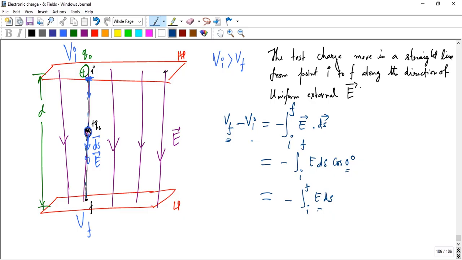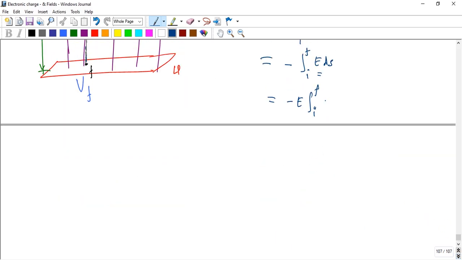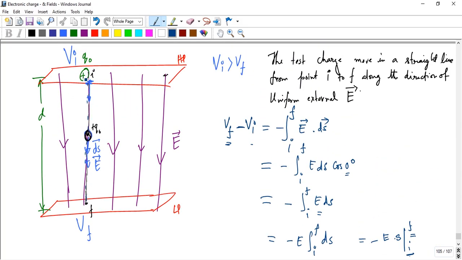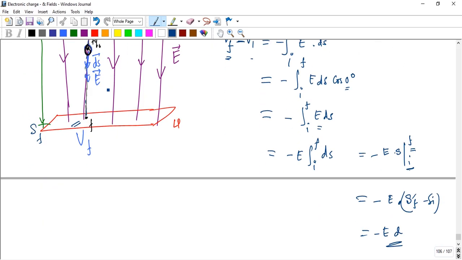Now E comes outside the integration, leaving the integral from I to F of ds, and the integration of ds is s, with limits I to F. That is S final minus S initial, the difference of the two positions, which is a scalar quantity, and obviously that is D. So we get E dot D.